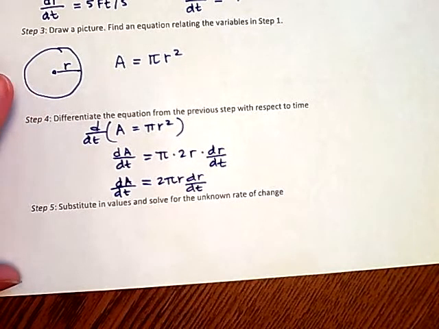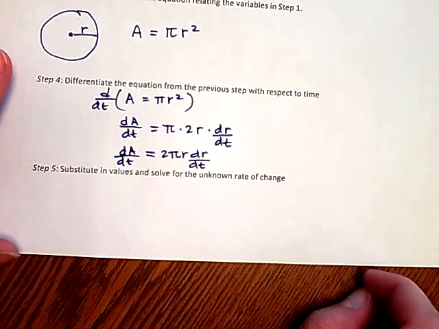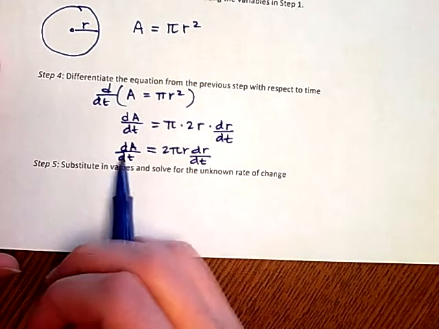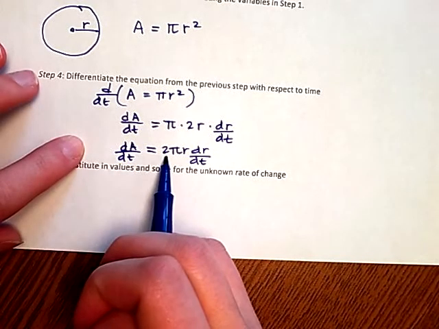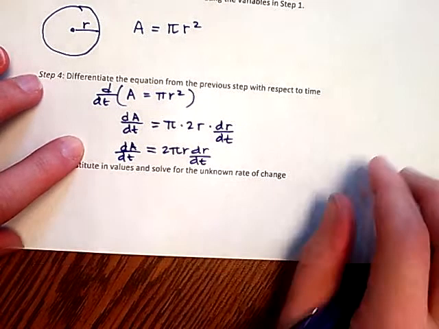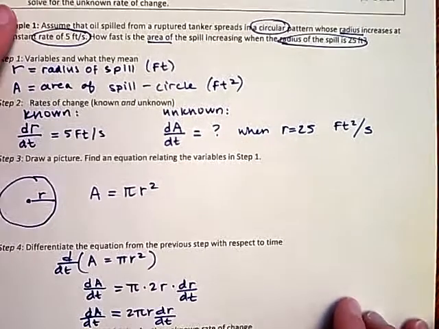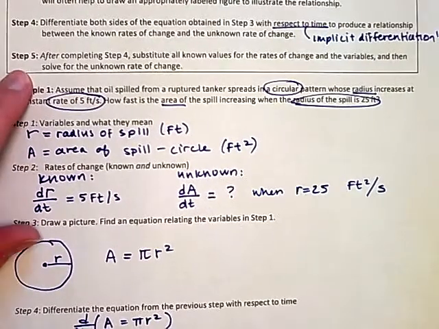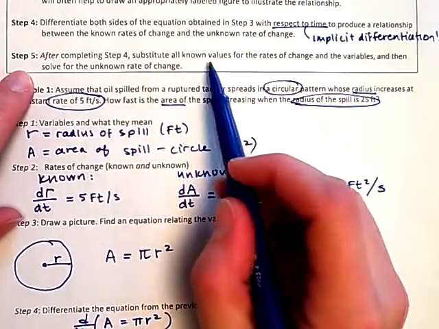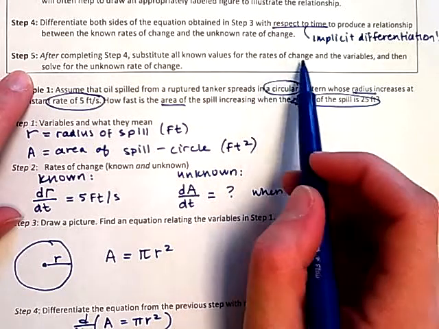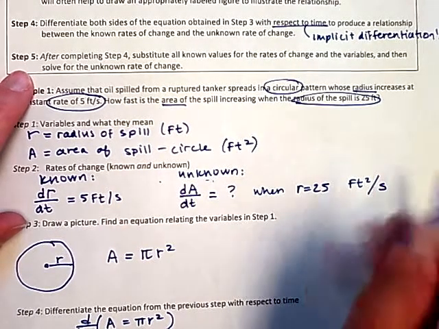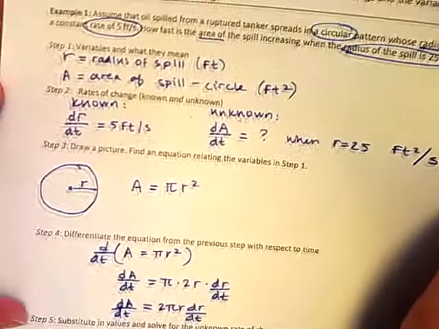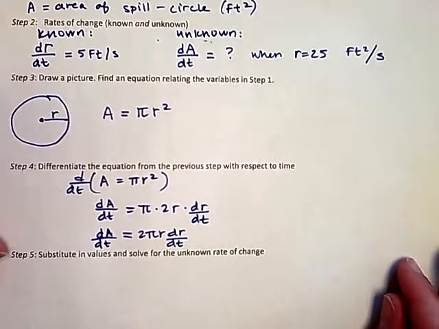Okay. At this point, something really nice happens. Right now, it looks like I have 3 unknowns in this equation. I have dA/dt, I have r, and I have dr/dt. But if we read through what step 5 is, it says after completing step 4, substitute all the known values for the rates of change and the variables, and then solve for the unknown rate of change. So even though we had 3 variables at this point, we actually know what 2 of them are.